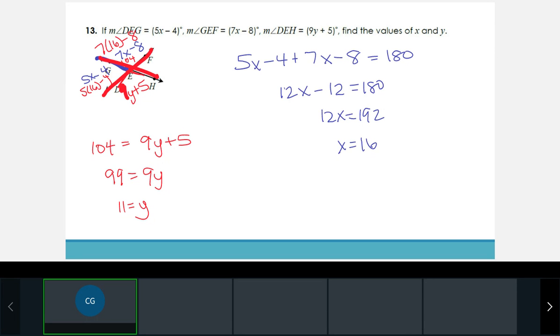How did I get 104? I plugged the 16 into the 7x minus 8. 7 times 16 minus 8 is 104. So my picture got kind of messy, but if I were to redraw it, I would have a 104 up here and the 9y plus 5 down here.